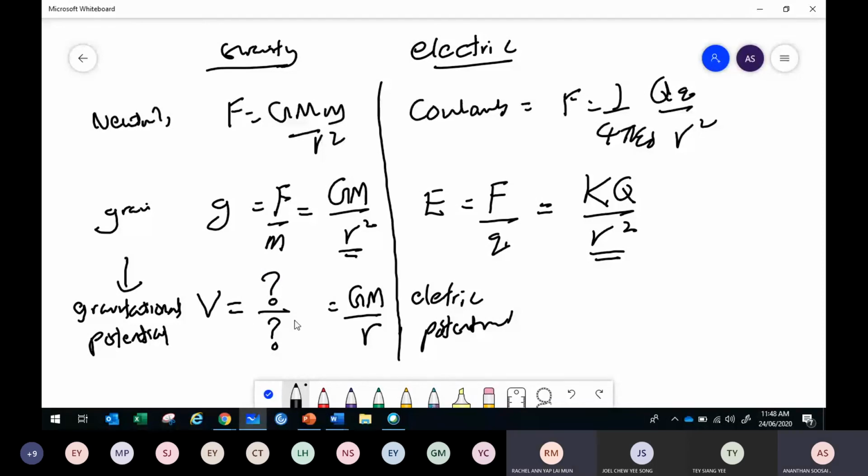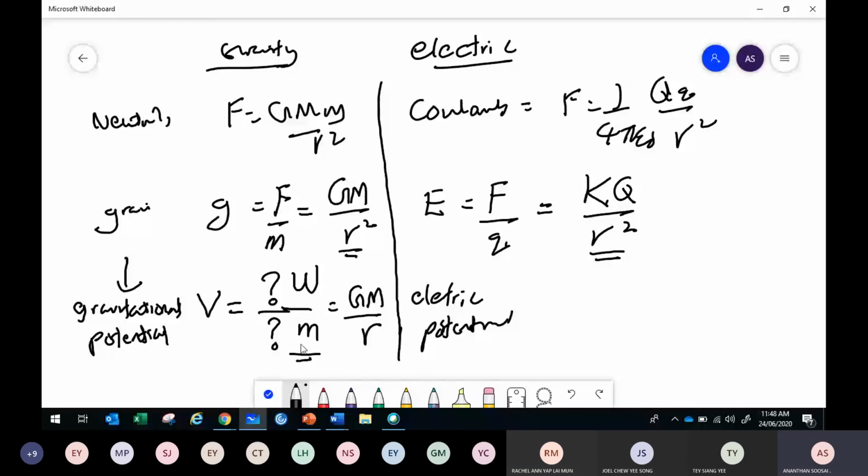What over what? What over what is gravitational potential? Anyone? Work done? Work done per unit mass. Mass, yes, very good.